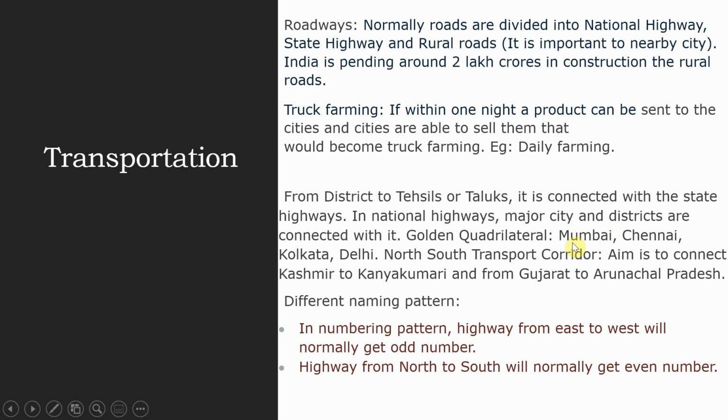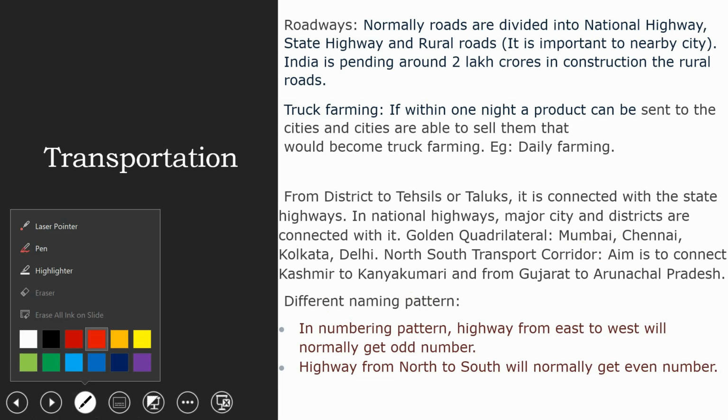And the north south transport corridor will be there. Its aim is to connect Kashmir to Kanyakumari and Gujarat to Arunachal Pradesh. Okay, and different naming patterns are there. In the numbering pattern, a highway from east to west will normally get an odd number, and a highway from north to south will get an even number.